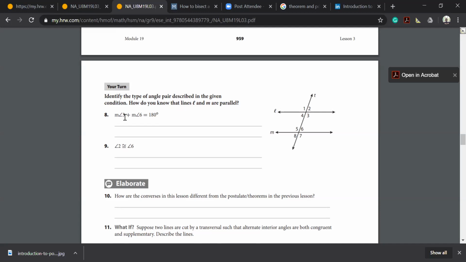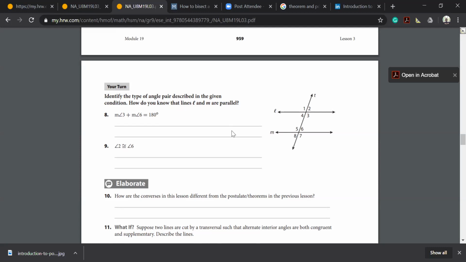Okay, let's see. Measure angle 3 plus measure angle 6 is 180. They are supplementary. Let's see, where is 3? Where is 6? These two places together form the pair of same side interior angles, right? So angle 3 and angle 6 are same side interior angles, and they are supplementary. So L is parallel to M using the converse of same side interior angle postulate. And I will show you the answer now.